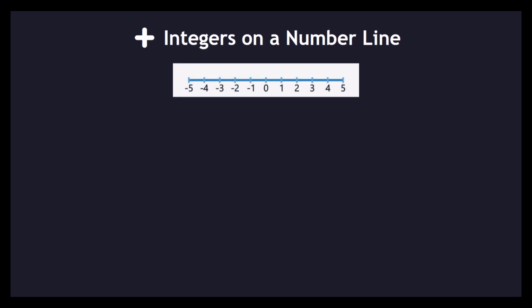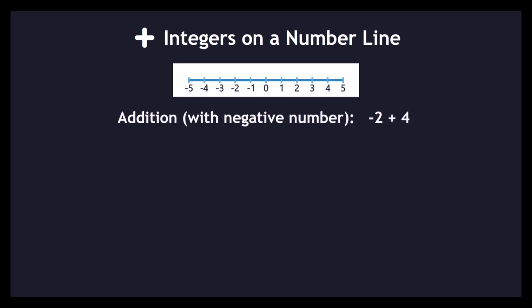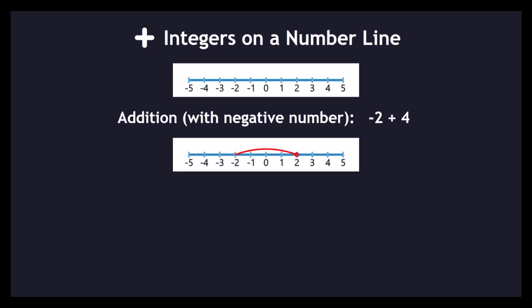Let's try with negative numbers. Here's a number line from -5 to 5. Let's see how we can add negative numbers. For example, -2 plus 4 equals 2. To add -2 plus 4, start at -2. Move 4 steps to the right. You land on 2. So, -2 plus 4 equals 2.